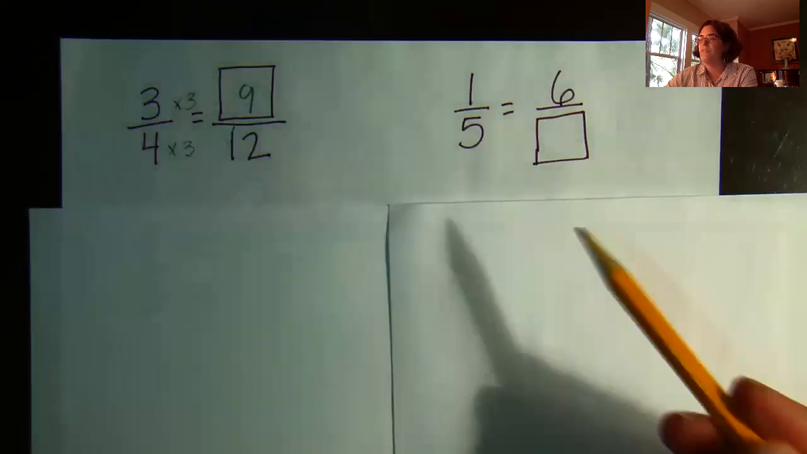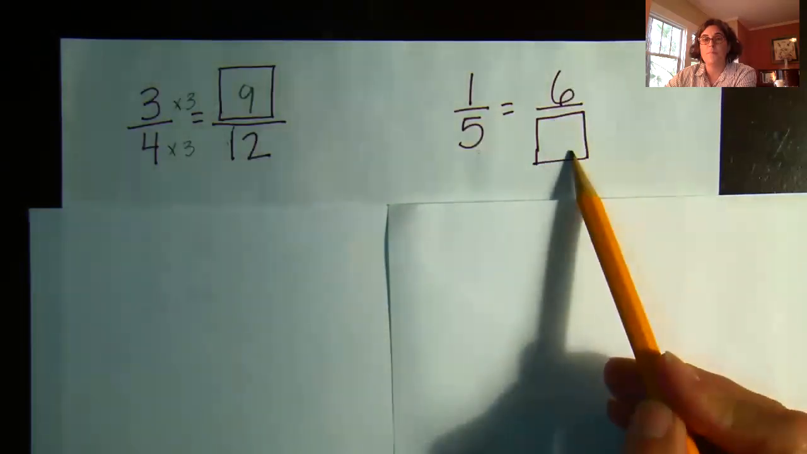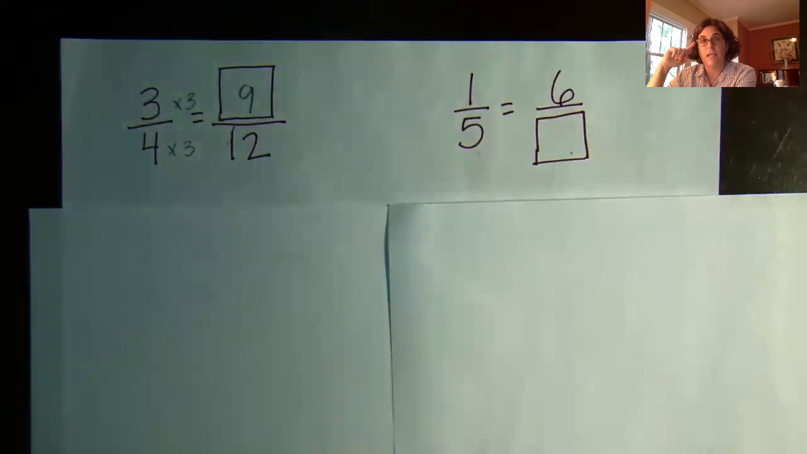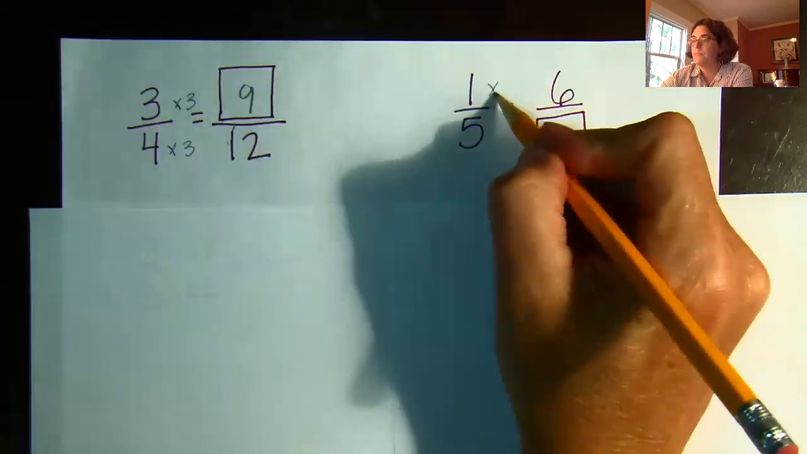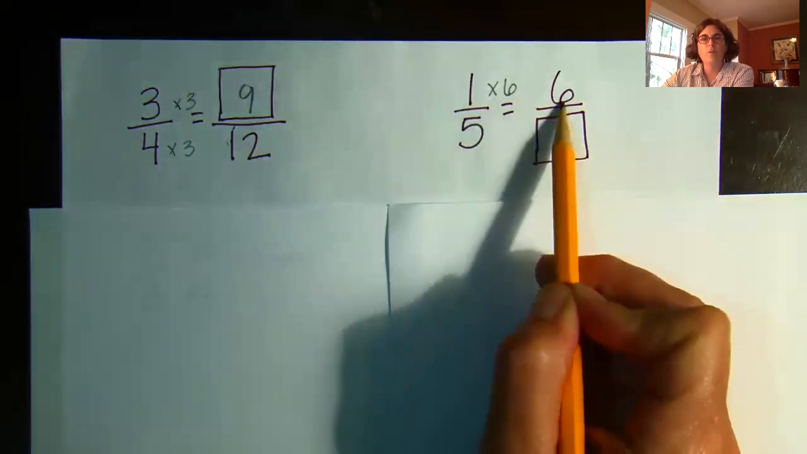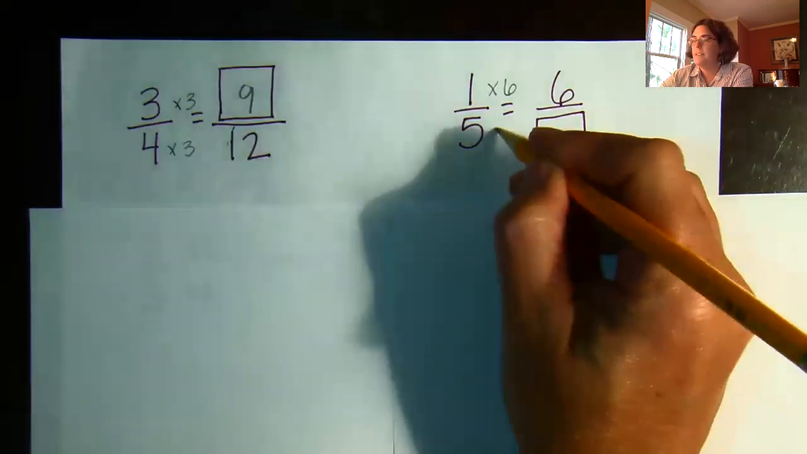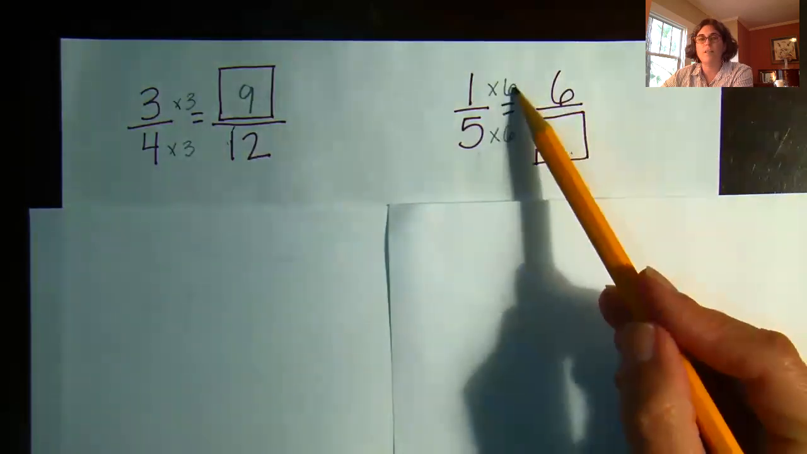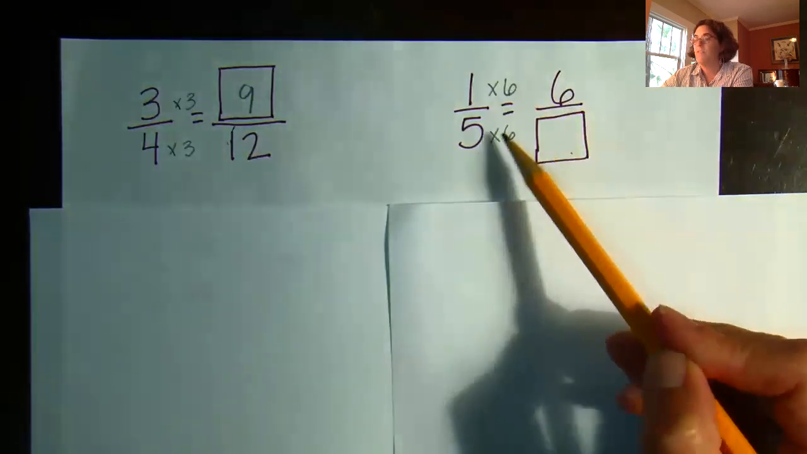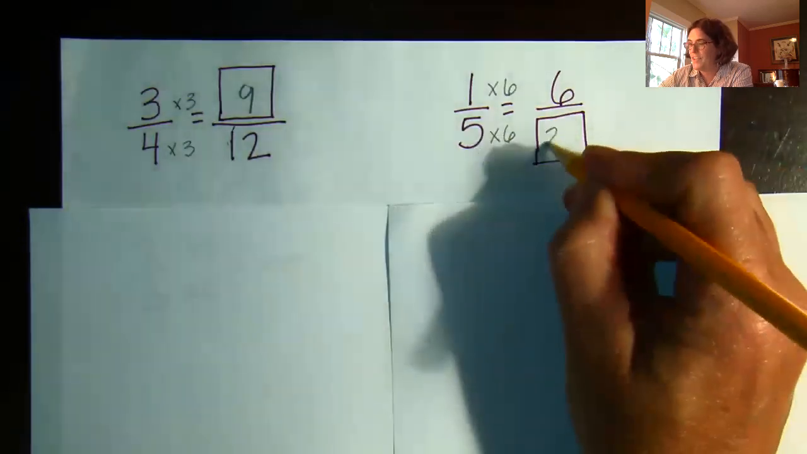All right, so here I have the fraction 1/5. 1/5 equals 6 over what number? All right, I'm going to use the same math thinking. How did I go from 1 to 6? What did I multiply it by? Very good, by 6. 1 times 6 equals 6. Now, what number am I going to multiply my denominator by? Very good, by 6. We have to multiply both the top number and the bottom number by the same amount. 5 times 6 is, very good, 30.